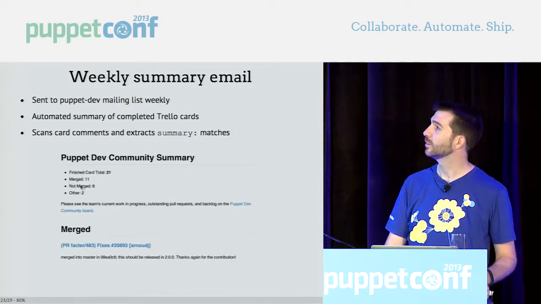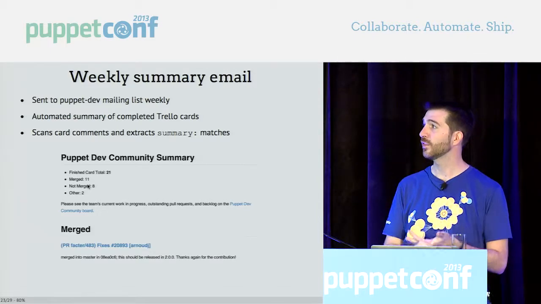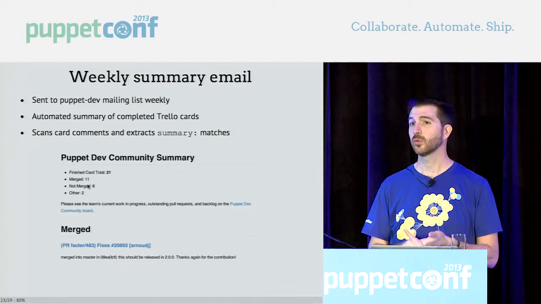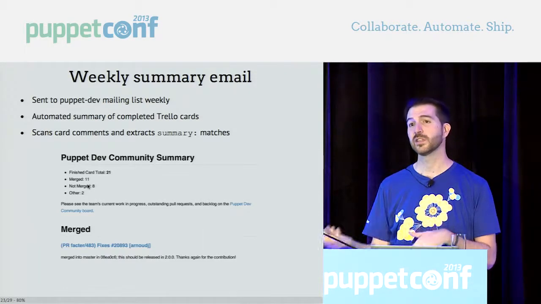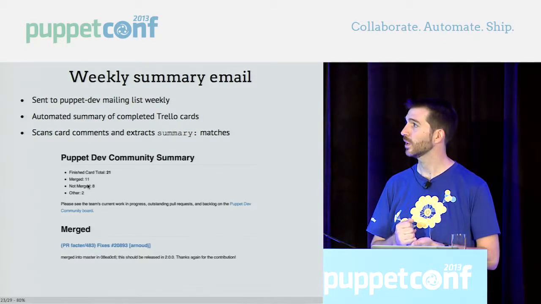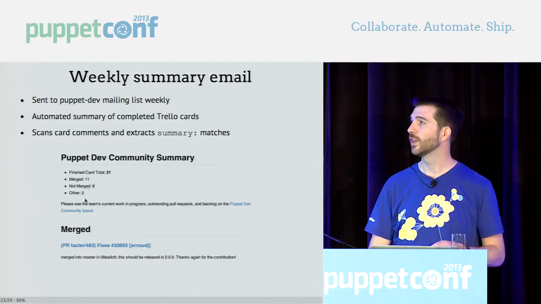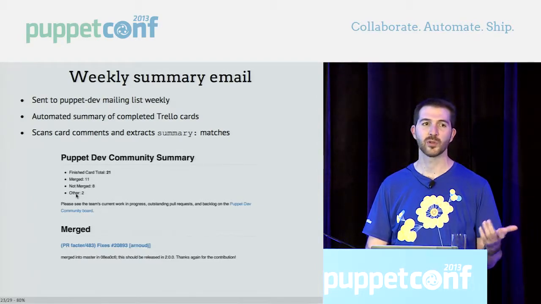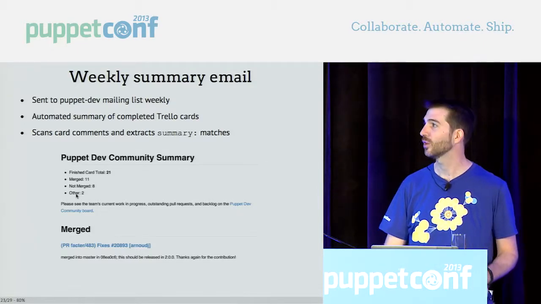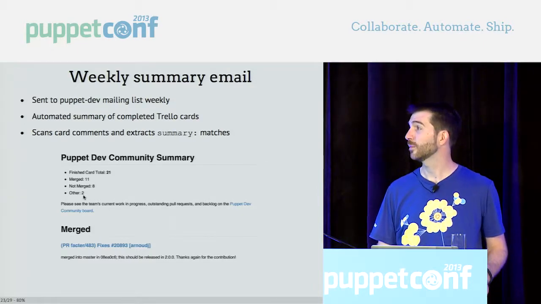Yeah, these 3 sections. So we've got how many cards we finished in the week, how many we merged into the code base itself, how many pull requests we closed but didn't merge. They might have been sitting there for a month and the next actions weren't addressed or whatever. And then other is just if we forgot to put the summary tag in there, so we don't know what it was. Yeah, so that works out pretty well.